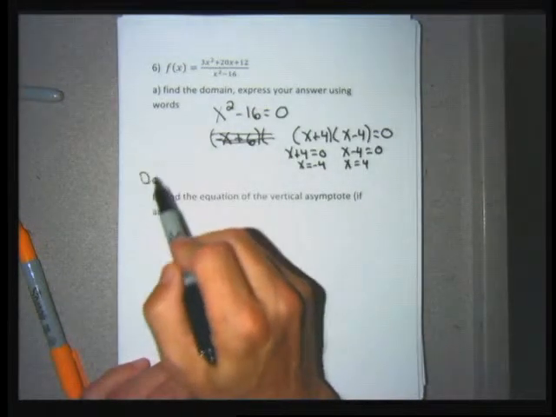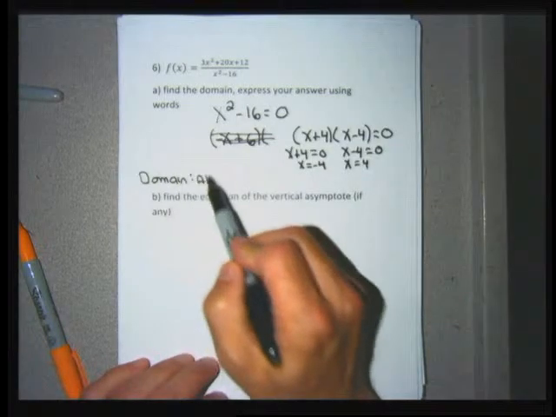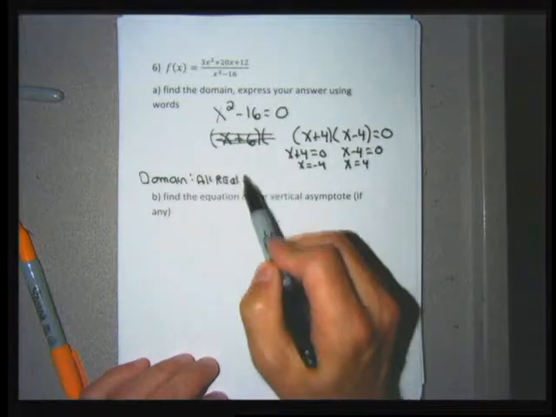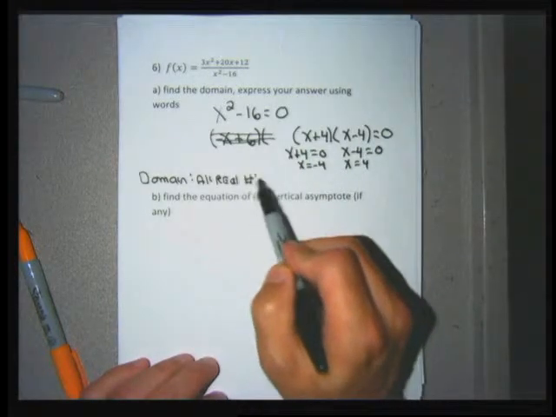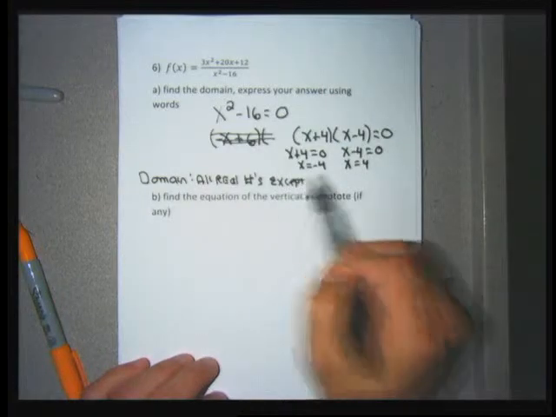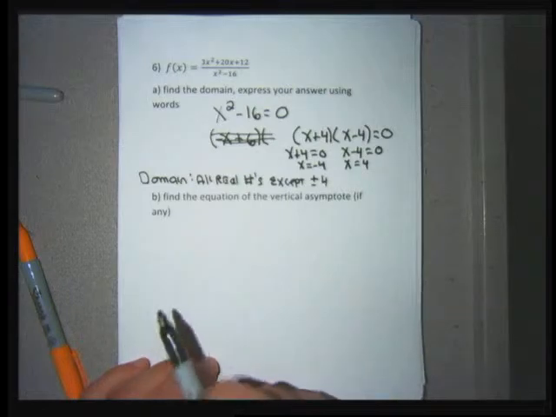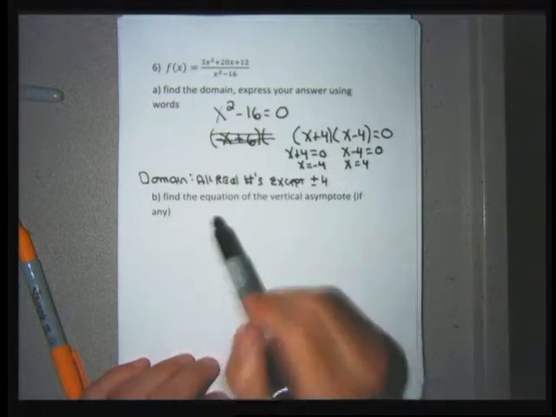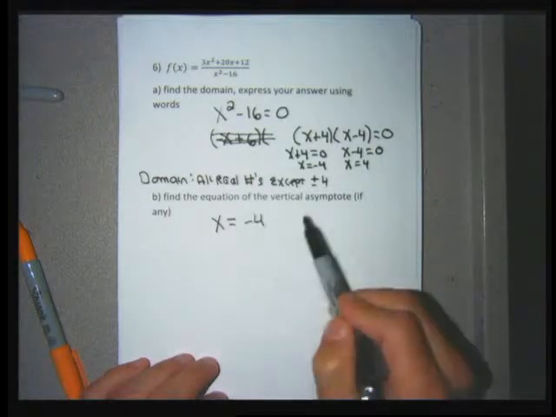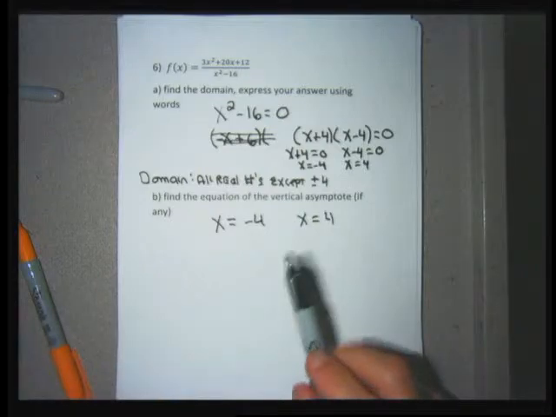So I'm going to say the domain is all real numbers. I'm going to be lazy and use something like this: numbers except, and I could just write plus or minus 4 because I'm excluding both 4 and negative 4. So that would be a perfect answer for 6a. And for 6b, I'm going to have vertical asymptotes at x equal to negative 4 and x equal to 4.